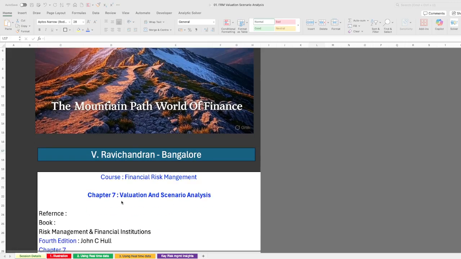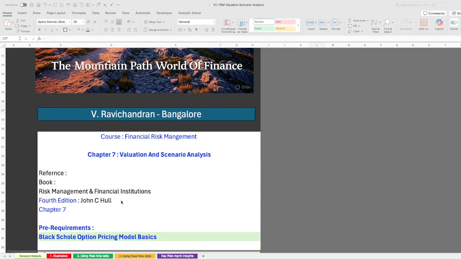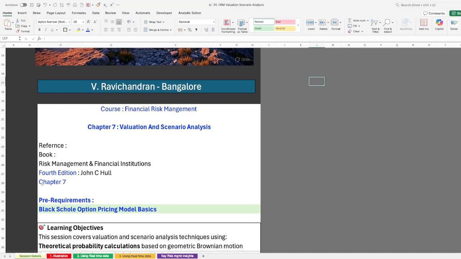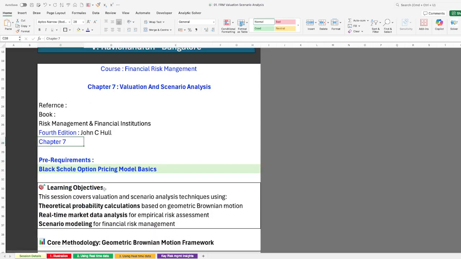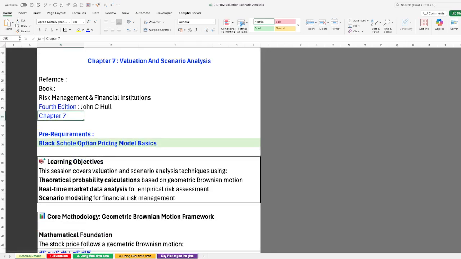This session will discuss valuation and scenario analysis as part of the financial risk management course. We'll cover chapter 7. The reference book is Financial Risk Management of Financial Institutions by John C. Hull. The prerequisite for this session is Black-Scholes option pricing model basics.